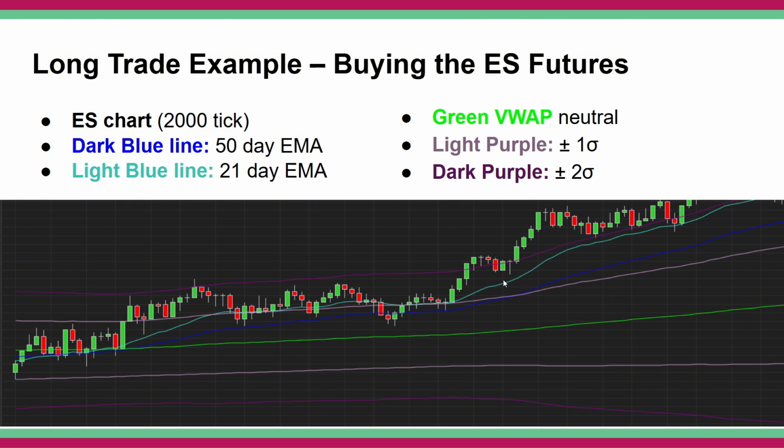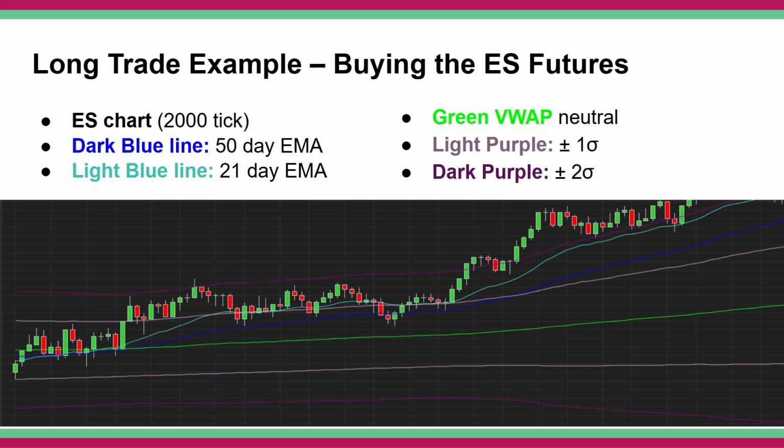So on the chart you're seeing, this is the ES. I've mentioned what this is. It's the futures that follow the S&P 500 index, and it is in a clear uptrend on the 2000 tick chart. This chart is a 2000 tick chart, and that's literally what it's called. There's a new candle every 2000 ticks. So when the price moves 2000 ticks, that's when a new candle opens.